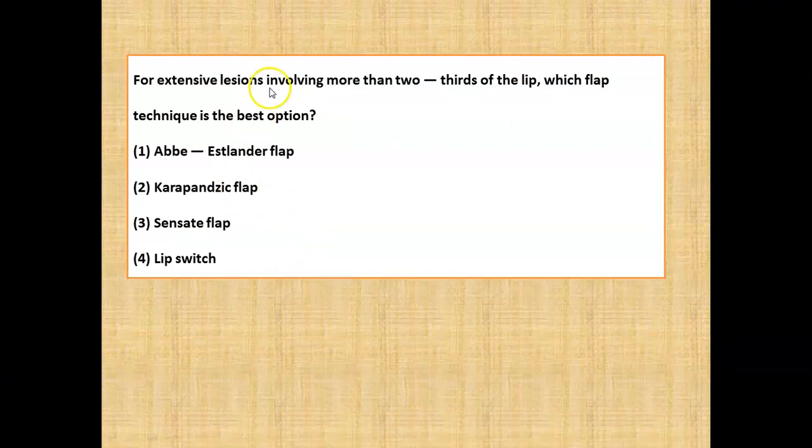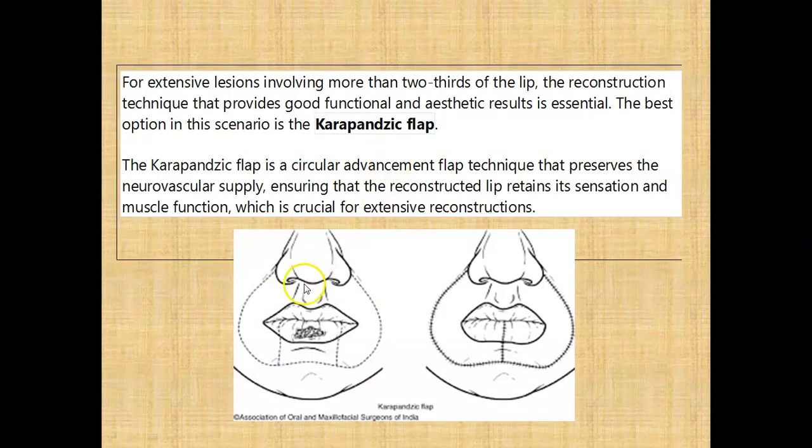Now another question: for an extensive lesion involving more than 2/3 of the lip, which flap technique is the best option? The correct answer is the Karapandzic flap. What is it? As you can see in the diagram, it is a circular advancement type of flap that preserves the neurovascular supply, and it ensures that the reconstructed lip retains its sensation and muscle function. Okay dear students, remember this Karapandzic flap provides good functional as well as aesthetic results.